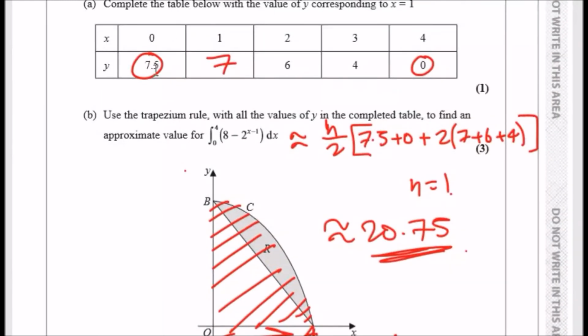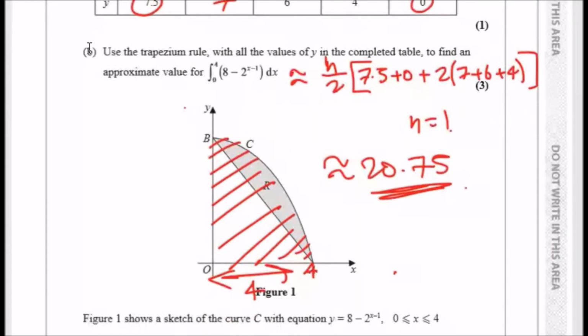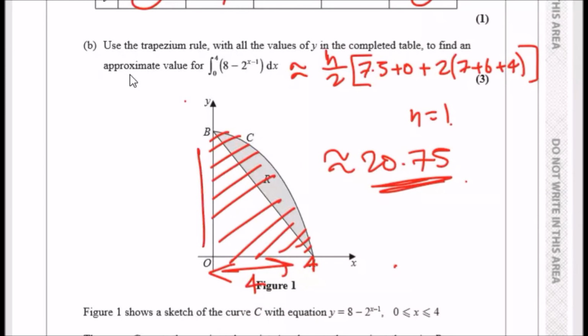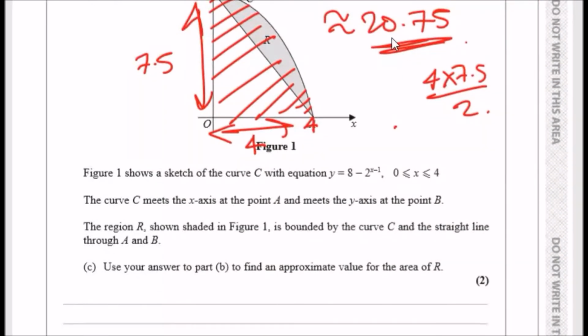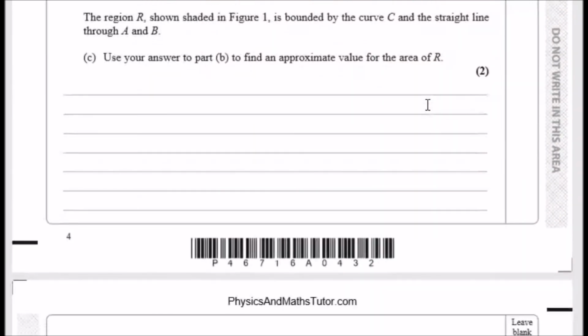For the height at B, this is when x is 0, meaning y is 7.5. So now the height here is 7.5. That's it. Now to find the area of a triangle, it's just base times height over 2. So you just put 4 times 7.5 over 2, and that should give you 2 times 7.5, which is 15. Then just subtract it from 20.75 and you're left with the region R. So 20.75 minus this will give us exactly 5.75.